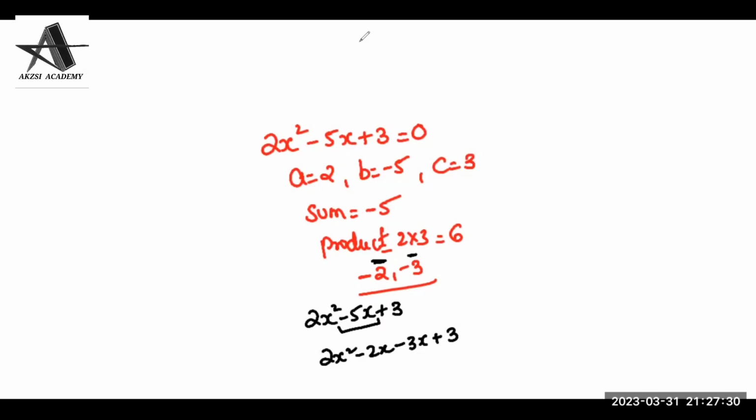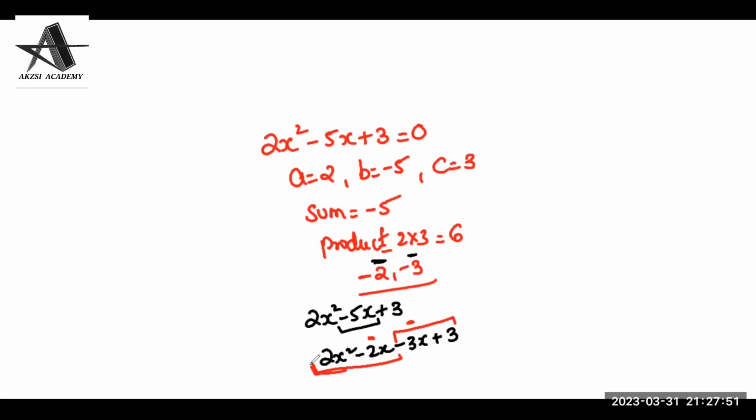Now what I need to do? I need to make pairs, starting to ending. Just like this, we have to make pairs. Now the question arises, what if I write minus 3x here and minus 2x there? It will give you the same answer. You will not find any difference in the case. You can arrange in any order. Don't worry about that part.